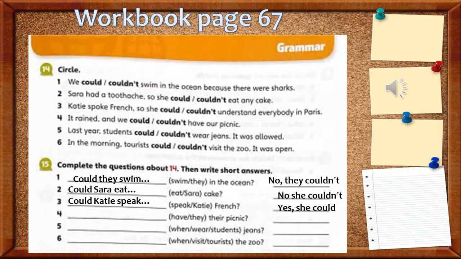According to the number 1 in the number 14, we are going to write a short answer. And the sentences say that they couldn't swim in the ocean. So the answer is no, they couldn't. Then the number 2. Could Sarah eat cake? No, she couldn't, right? Because she has a toothache. And then the number 3. Could Katie speak French? Yes, she could. Now, please try to answer the number 4, 5, and 6.